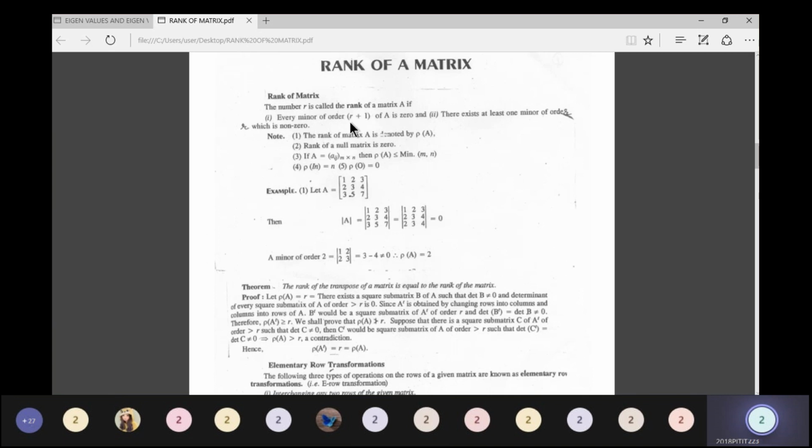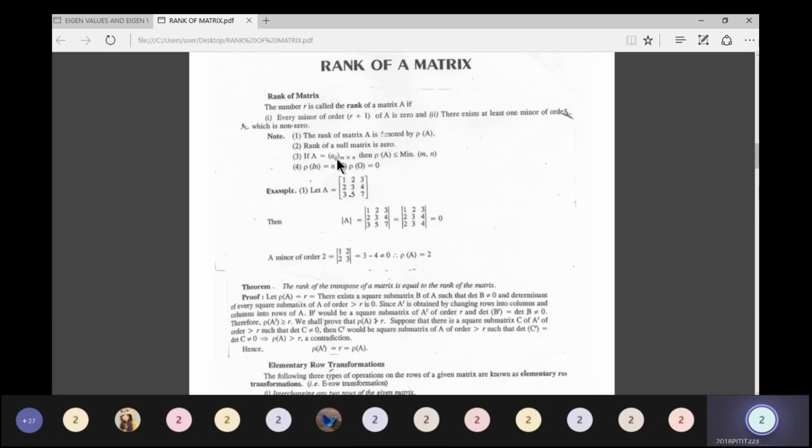That is, suppose R equal to 2. So minors of order 3 of A are 0, and some minor of order 2 is non-zero, which means the rank of the matrix is 2. So note the rank of the matrix is denoted by rho of A. Rank of the null matrix is always 0. A null matrix is a matrix whose entries are all 0.